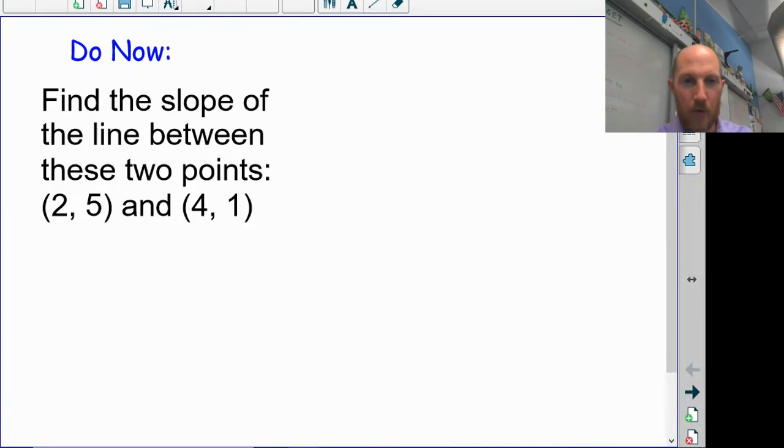Hey, algebra. For our do now today, we're finding the slope between these 2 points. Hit pause while you work on your slope.